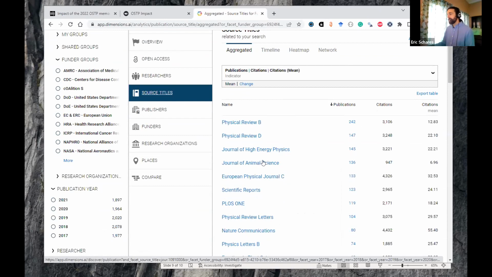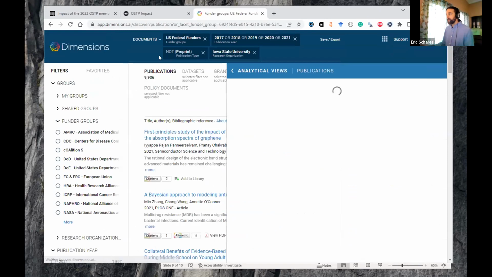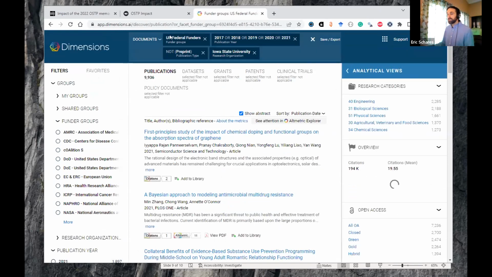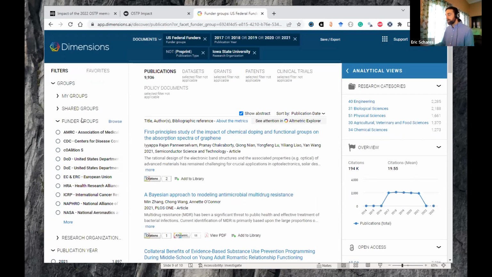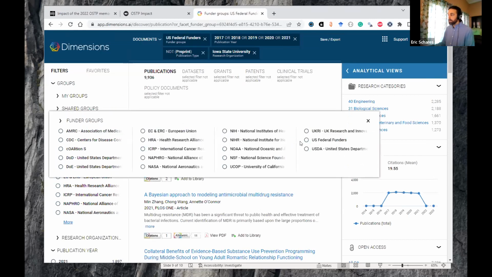So there's all kinds of things you can ask. And this US federal funders group is really what makes it possible to do. And that should be a global setting that anyone with a Dimensions account can get at. And you can do this really high-level analysis very quickly with 4 clicks, and we've got it. And these analytical views really summarize things quite nicely, I thought. So again, groups, funder groups, more US federal funders is where you'd find that.